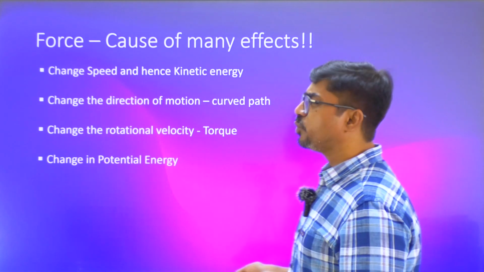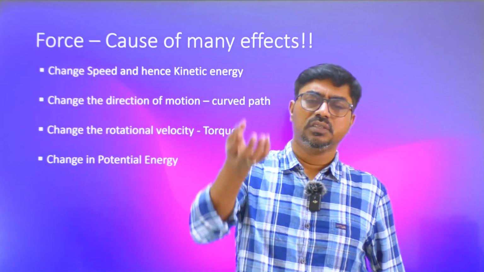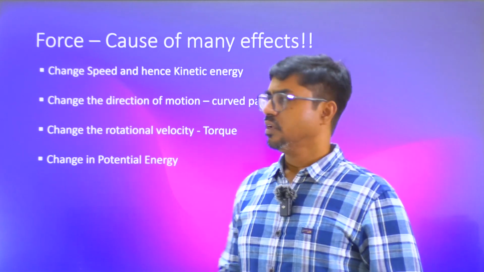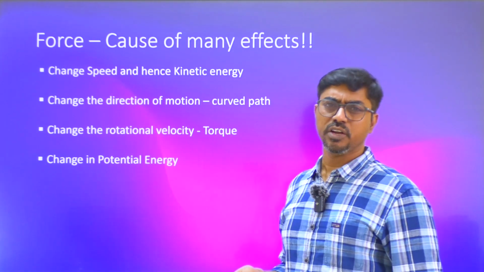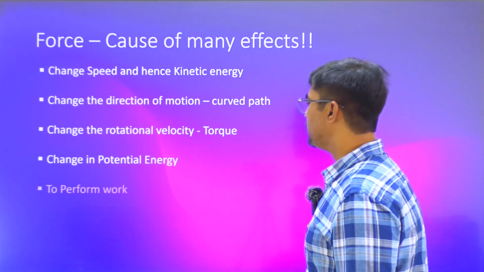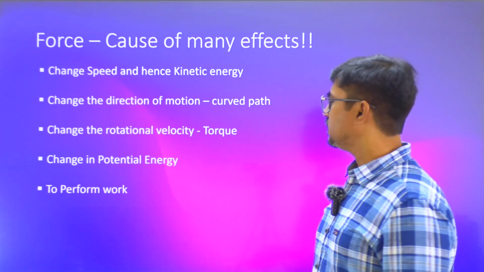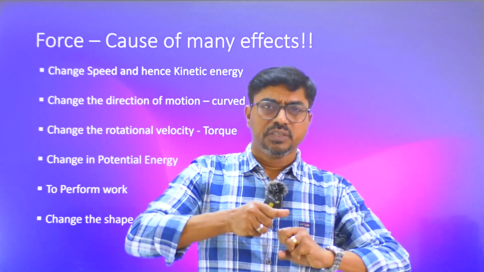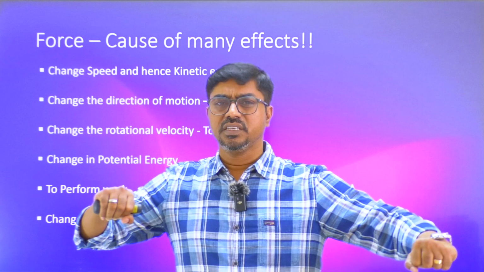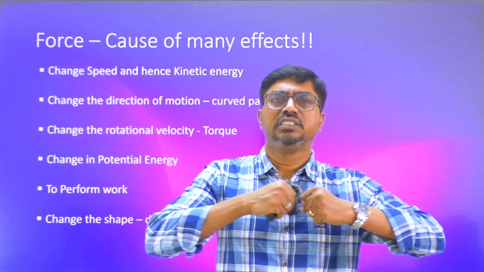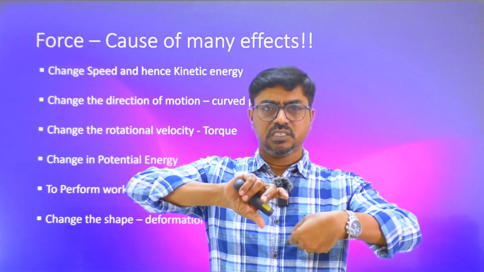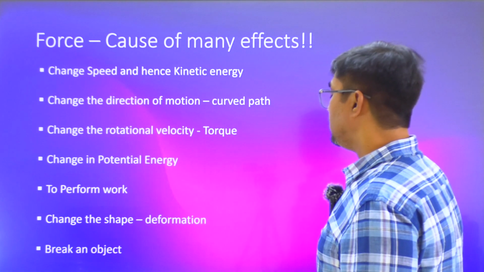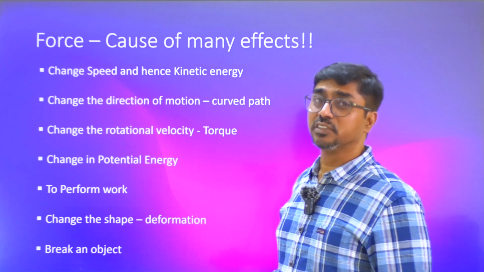Then we have change of potential energy. Suppose I lift an object upwards. I'm doing work on it, thereby increasing its gravitational potential energy. So you can perform work on a particular body using a force, and thereby potential energy can be changed. Then, change of shape. If you have a deformable body and you compress it, twist it, or stretch it, you can change its shape, like taking a spring and stretching or compressing it, or twisting any object. We call it deformation. And then you can also break the object. These are the general effects of force.